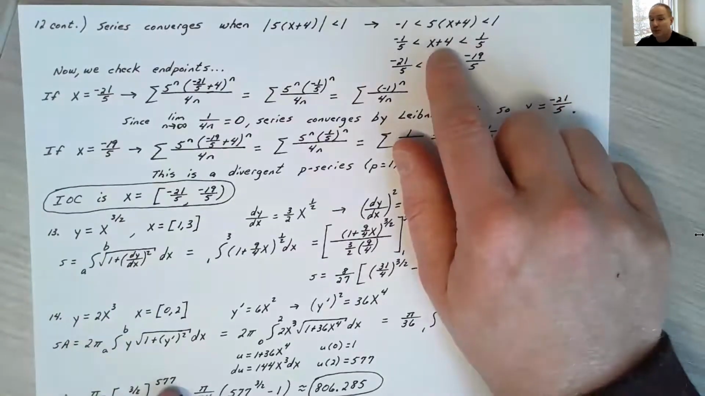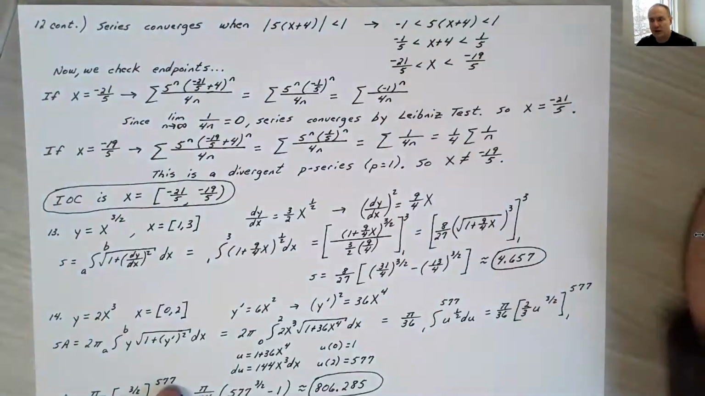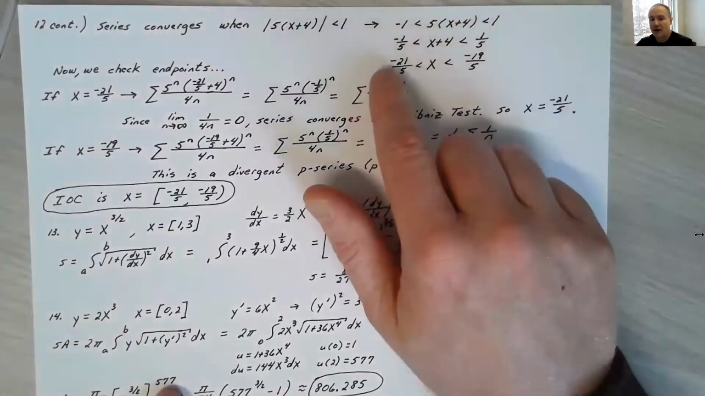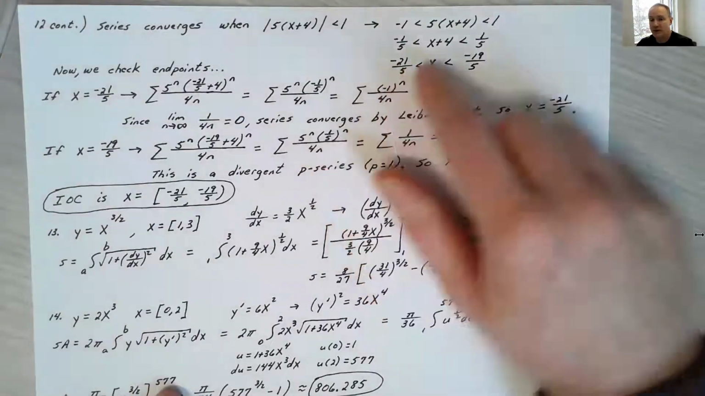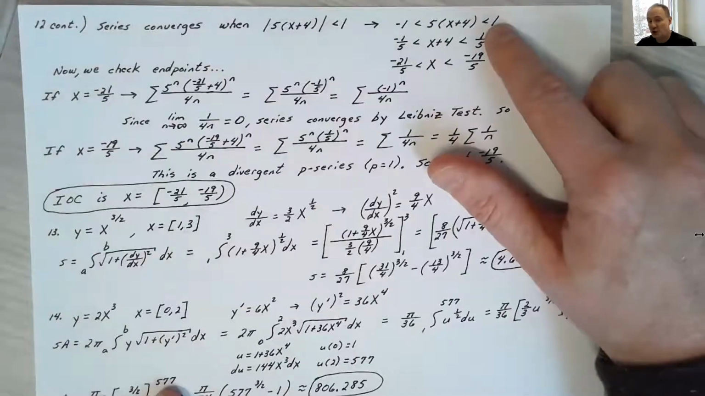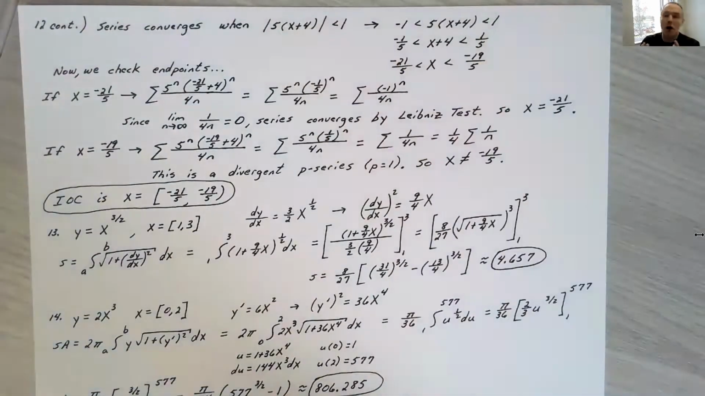Now we subtract 4 everywhere. When I subtract 4, that's the same thing as subtracting 20 over 5. Negative 1 over 5 minus 20 over 5 gives me negative 21 over 5. 1/5 minus 20 over 5 gives me negative 19 over 5. So right now, I know this series converges if x is a value between negative 21 over 5 and negative 19 over 5.